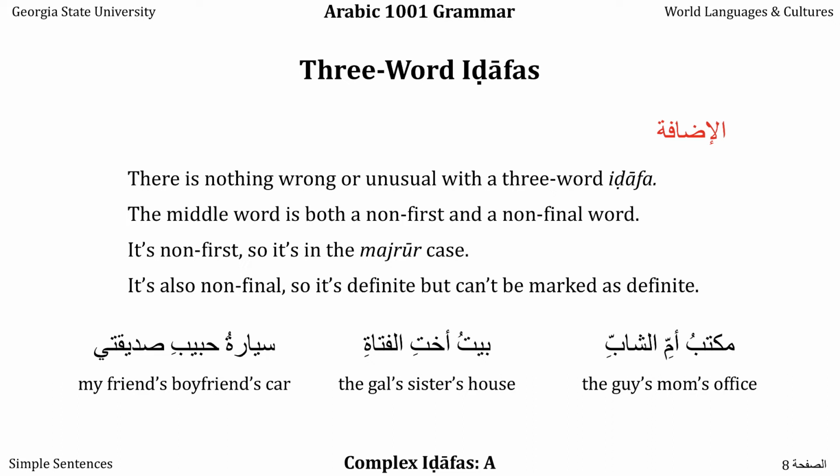The same thing applies to Sayyarat Habibi Sadiqati, where sayyara is definite because it's the first word and therefore a non-final word. Because it's the first word, it's also in the marfu' case by default. Habib, the middle word, is a non-final word, so it is definite even though it cannot be marked as such. It's also a non-first word, so it's in the majroor case, which is why it's marked with a single kasra. Notice that the word sadiqati, because it ends with the possessive suffix e, does not take a case marking.